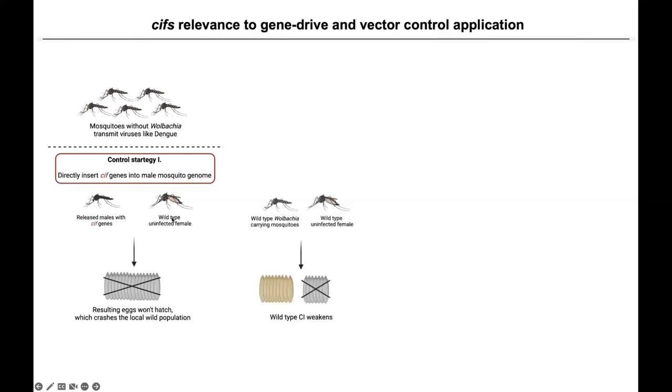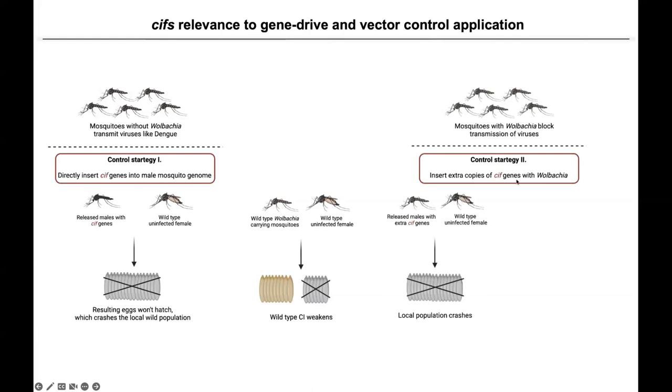In other cases where field populations of mosquitoes have Wolbachia, those Wolbachia can induce CI, as we know, by crossing with uninfected females. But over time, the wild-type CI is known to weaken, meaning that not all of the embryos will die. Some are even able to hatch. So in the case of this weakened CI, what we propose is to insert extra copies of CIF genes with Wolbachia. So you have a system where mosquitoes have Wolbachia and also extra copies of CIFs. Releasing these males will cause embryonic lethality and population crash.